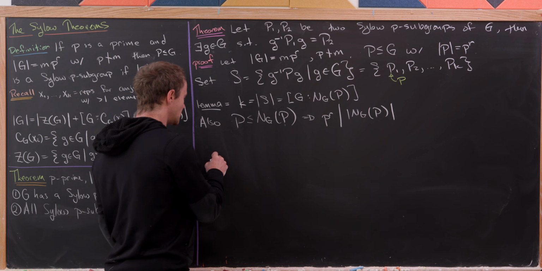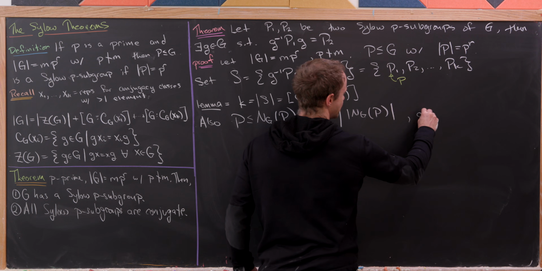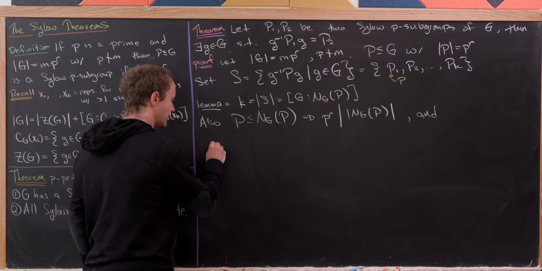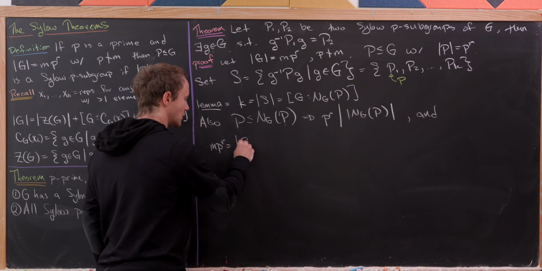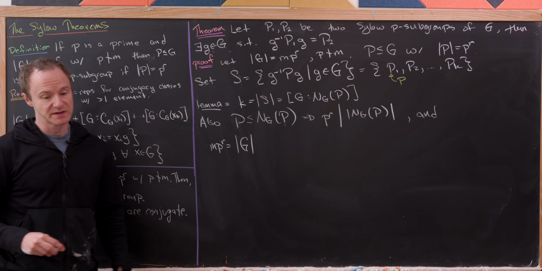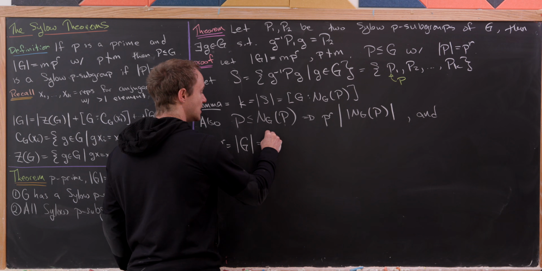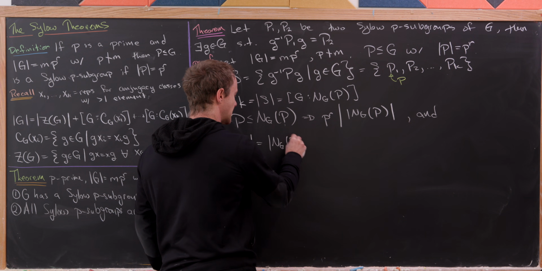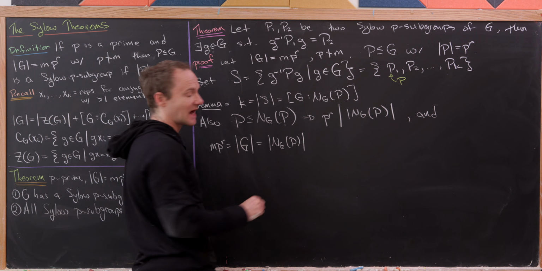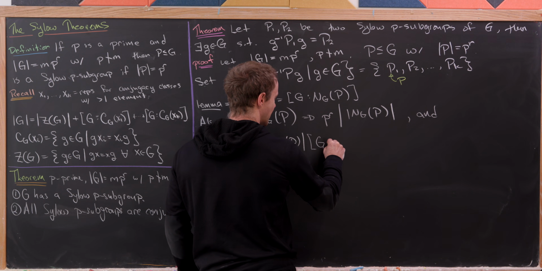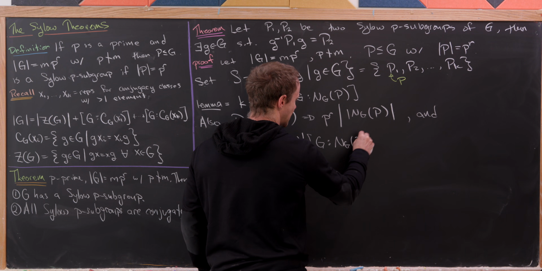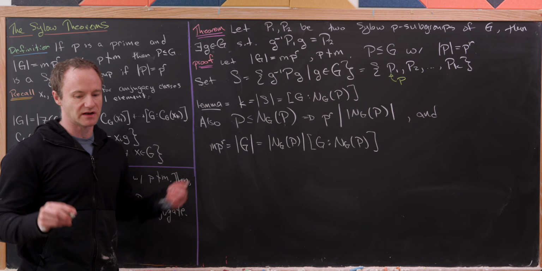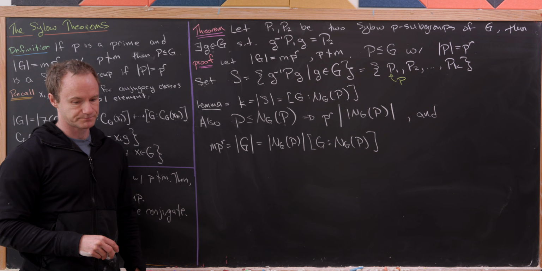Okay, and we have the following numerical equation. So we have m times p to the r, that's the order of our group, is going to be equal to the size of the normalizer of P in G times the index. So here we have the index of that normalizer in G. But that's, by Lagrange's theorem, just another way of writing down Lagrange's theorem.